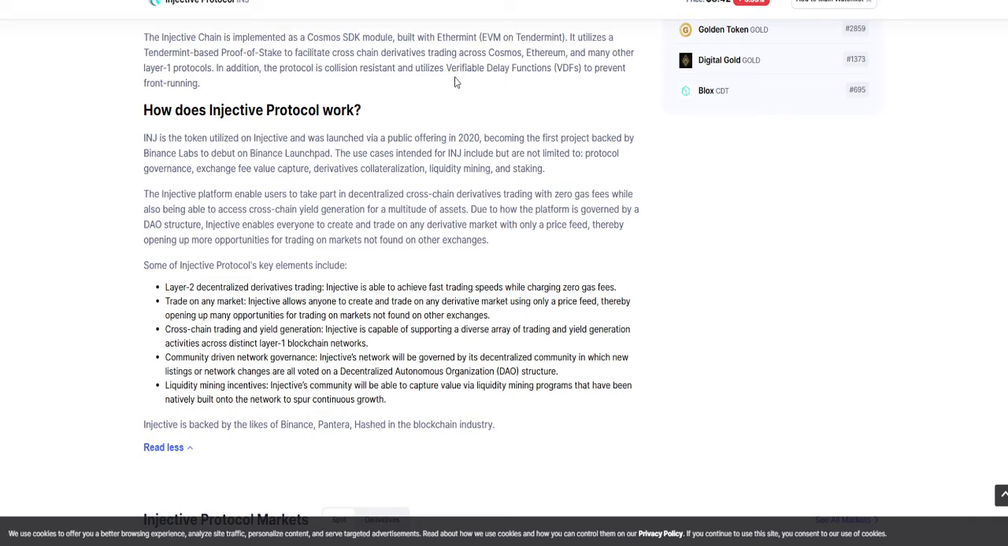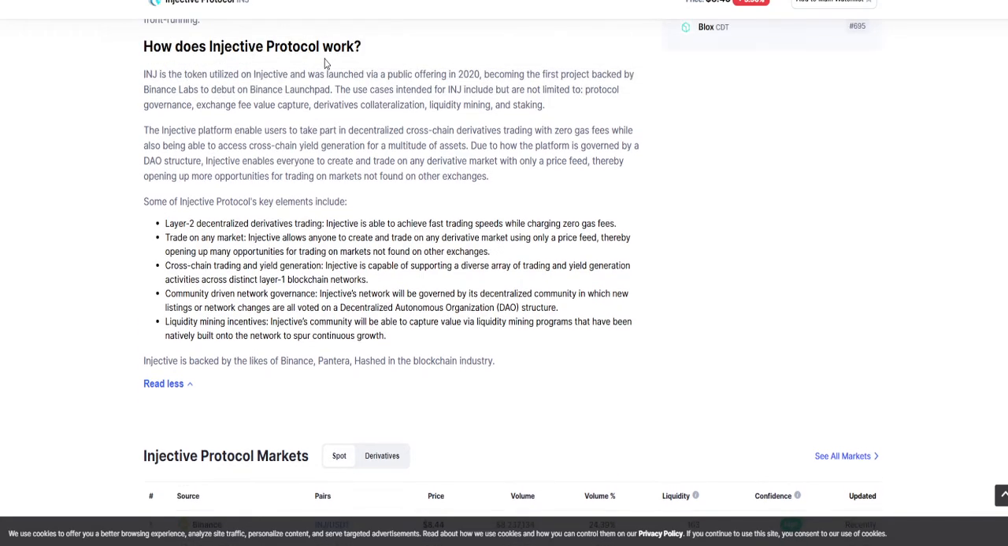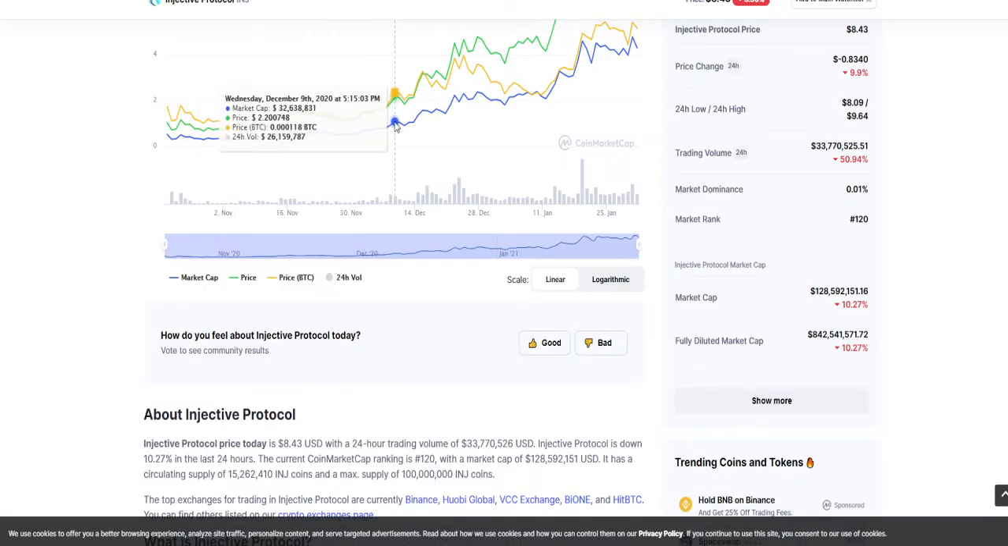The Injective platform enables users to take part in decentralized cross-chain derivatives trading with zero gas fees, while also being able to access cross-chain yield generation for a multitude of assets. Because the platform is governed by a DAO structure, Injective enables everyone to create and trade on any derivative market with only a price feed, thereby opening up more opportunities for trading on markets not found on other exchanges. Again, layer 2 decentralized derivatives trading is what you need for fast trading speed and zero gas fees. This is extremely important when you're trading DeFi.